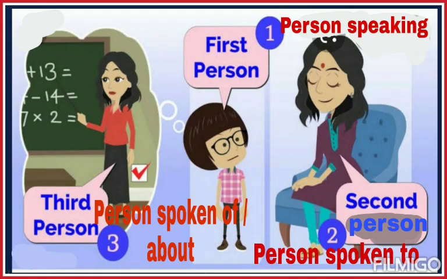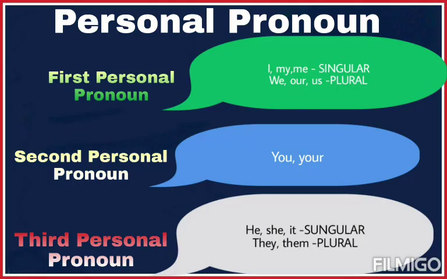Personal pronouns indicate the speaker, first person, the person spoken to, second person, or the person, place, or thing spoken about, third person. In this slide, boy is first person. He is speaking to his mom. His mom is second person, and he is speaking about his teacher. His teacher is third person. So there are three types of personal pronouns.